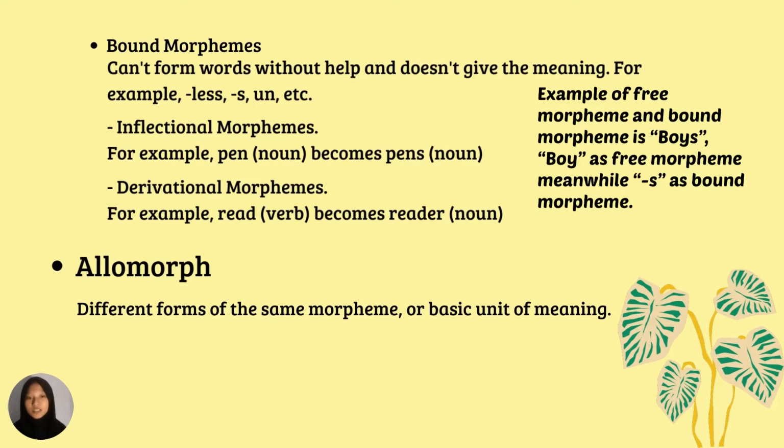The next is derivational morphemes. Derivational morphemes change the part of speech of the word and also the meaning. For example, read as a verb becomes reader as a noun. The next is allomorph. Allomorph is different forms of the same morpheme or basic unit of meaning. It's variation.